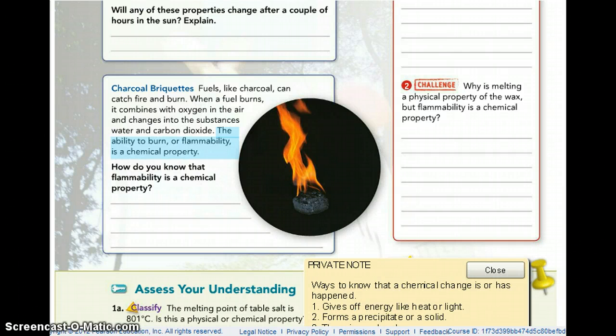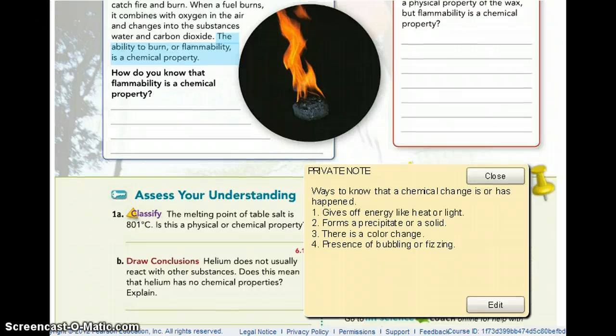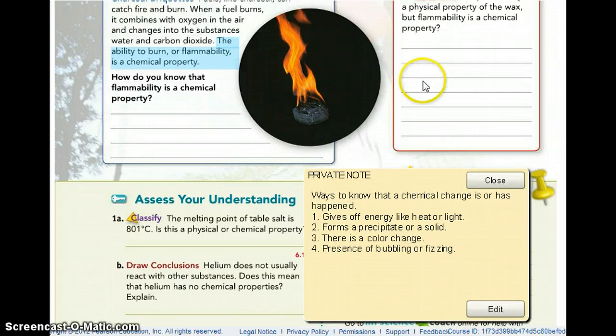Well, there are ways to see that these things are changing chemically. If you see any type of light or heat being given off, that's a chemical change. That's a chemical property. You can see this light here and this heat given off by the flame. That would be considered a property or a chemical change. So it would have chemical properties.